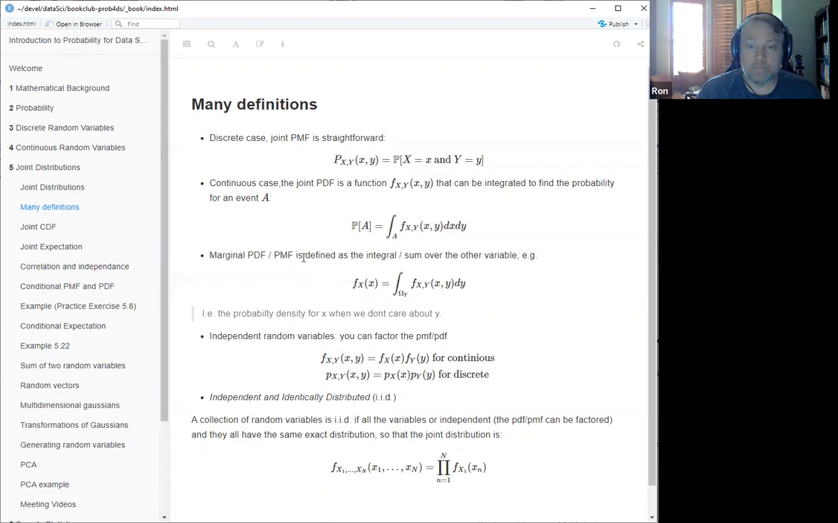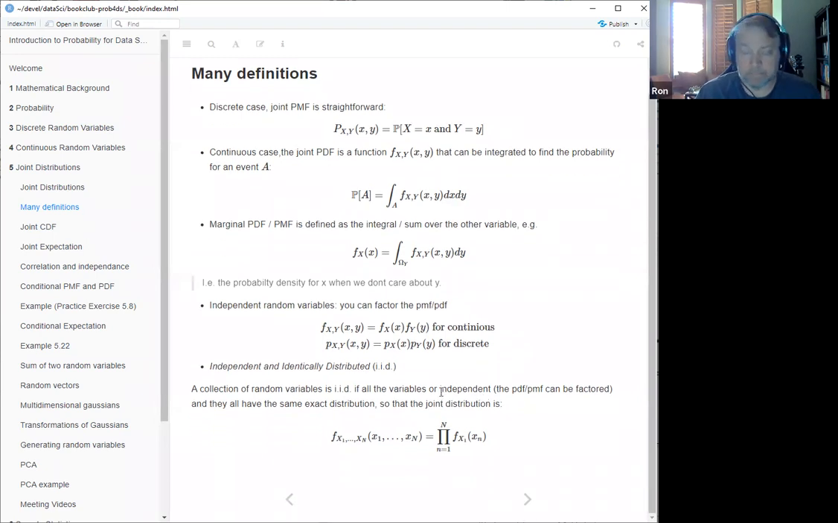It also defines marginal PDFs and PMFs, and that's just the idea that if you want to get back to one variable when you don't care about the other variable, you can just integrate over that, or sum, as the case may be, over that other variable. That's the marginal distribution. The other thing was independent variables. The variables are independent if you can factor the PMF and PDF, which is what independence implies. It just comes from the definition of independence, applied to a distribution.